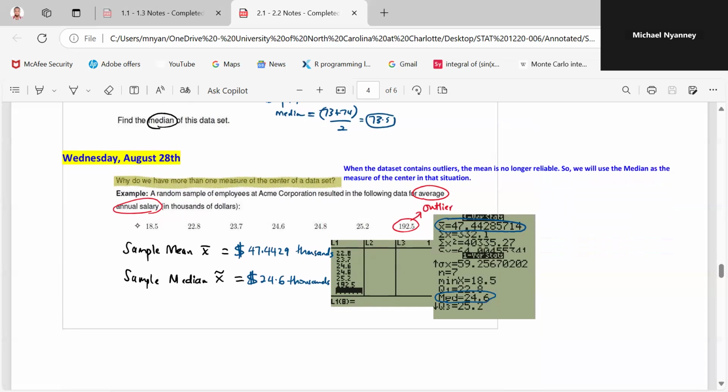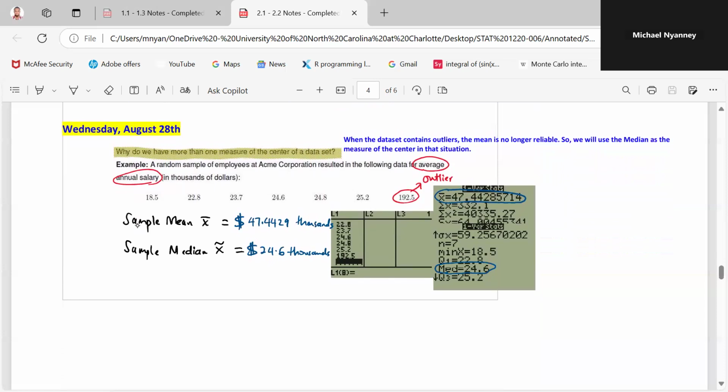Okay, so a random sample of employees at Acme Corporation resulted in the following data for average annual. Okay, so now we want to determine the center of our data points. But looking at these data points, you realize that there is a number that is far from each of these data points. If you are to use the mean to determine the center of our data, then we have the mean far away from each of these data. So we realize that the mean is 47, which is far even from 25, and this can't be the center of our data.